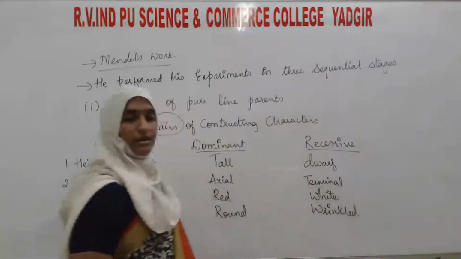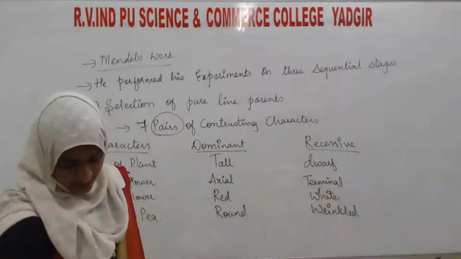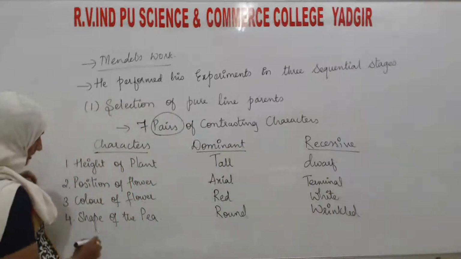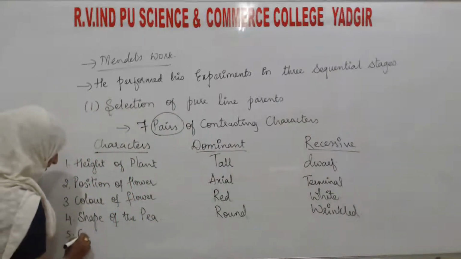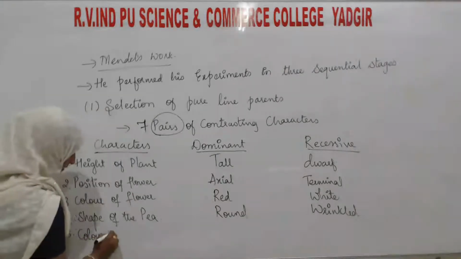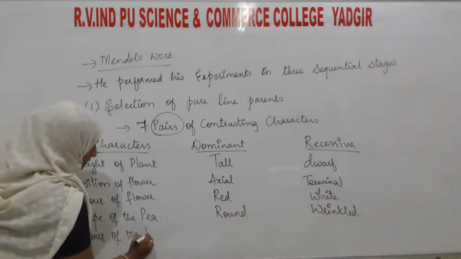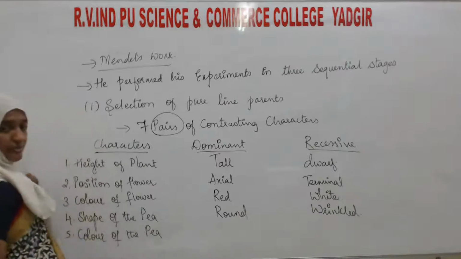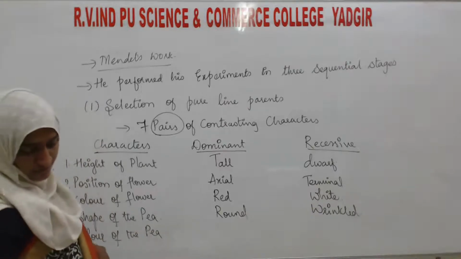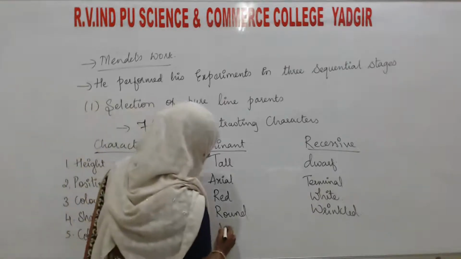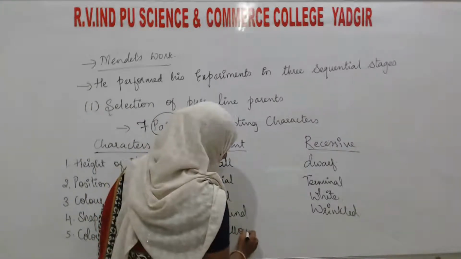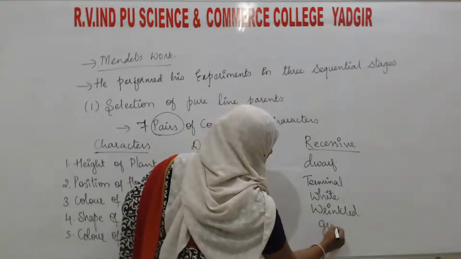Wrinkled. Okay. The next comes the color of pea. What is dominant over here, the color of the pea? Yellow is the dominant and green is the recessive.